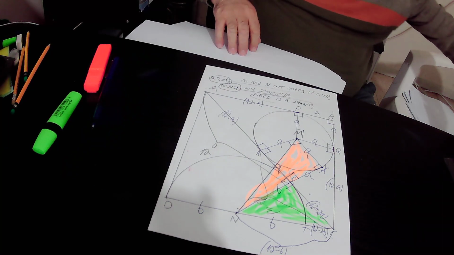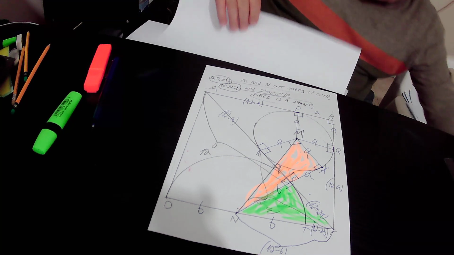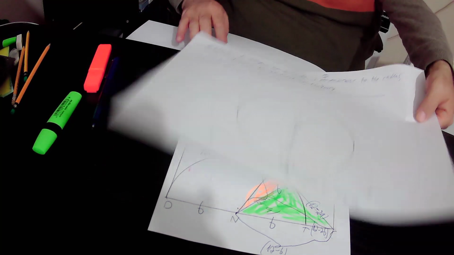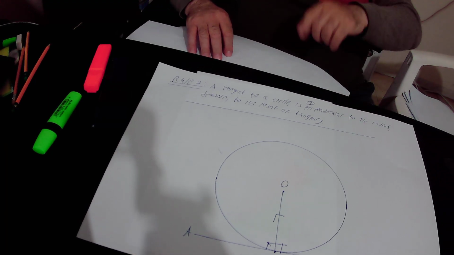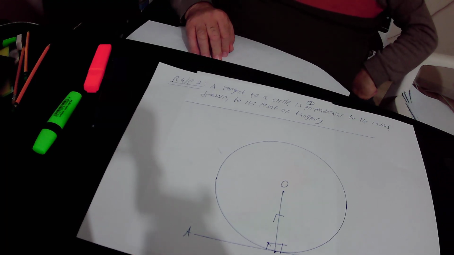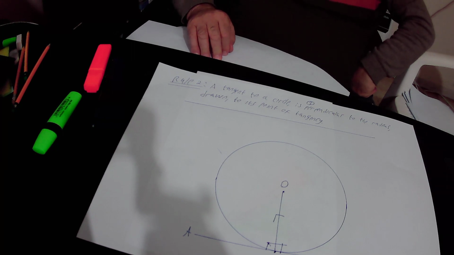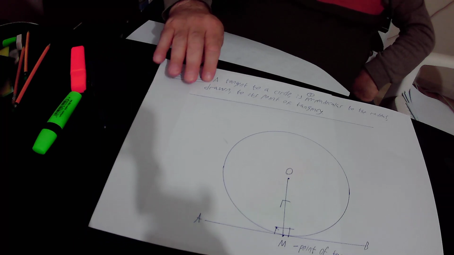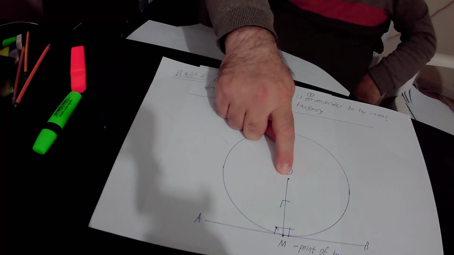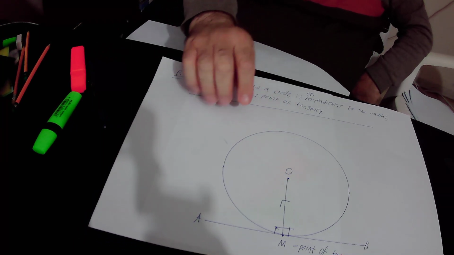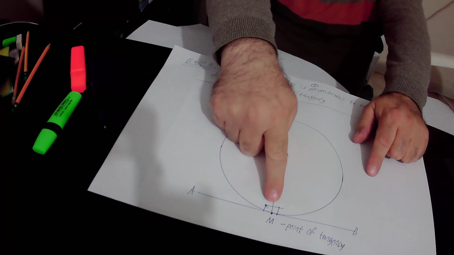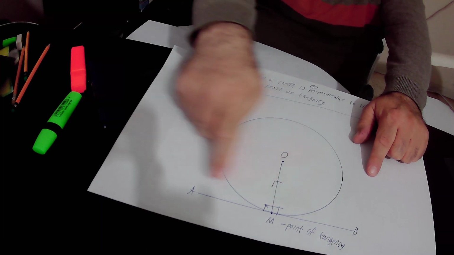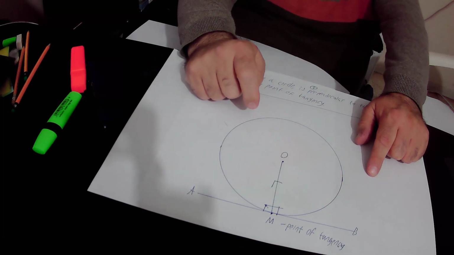Okay, then I presented to you rule number 2. According to rule number 2, a tangent to a circle is perpendicular to the radius drawn to its point of tangency. So we have this circle, the center of this circle is at point O, and we also have tangent AB that is tangent to this circle at point M. Point M is the point of tangency of tangent AB with this circle.